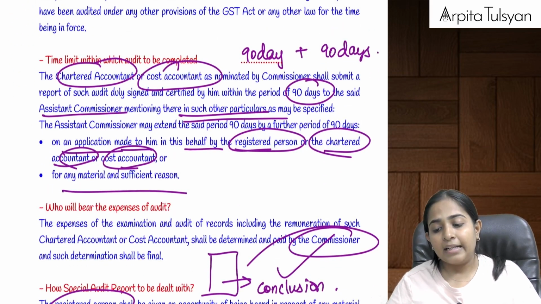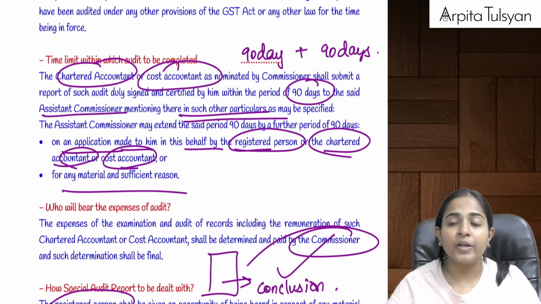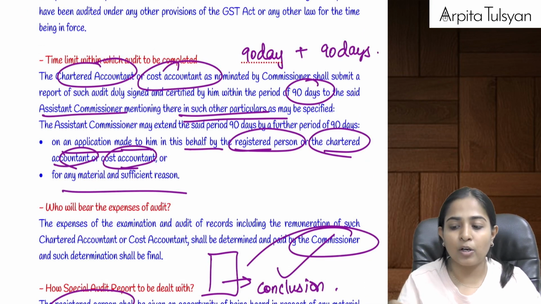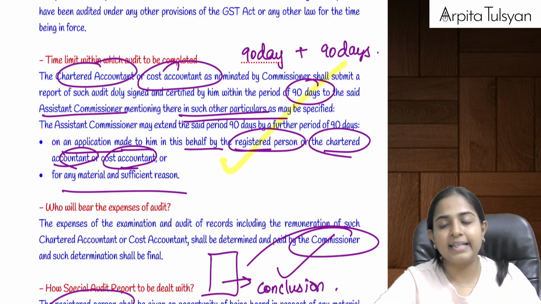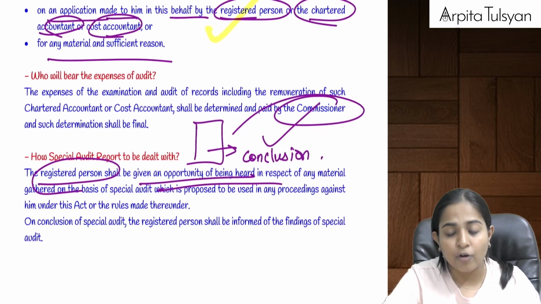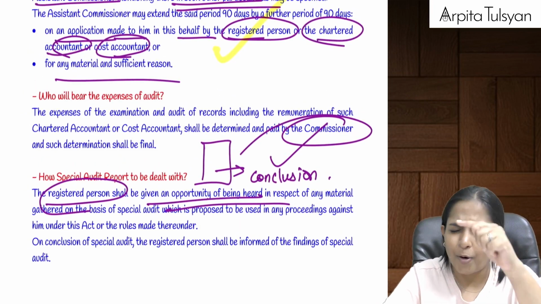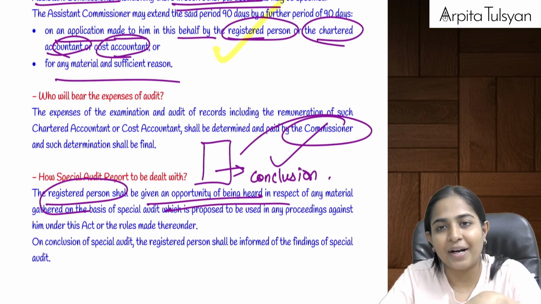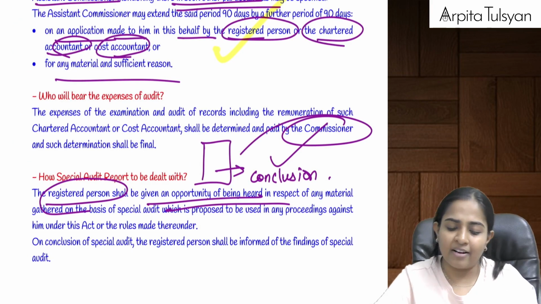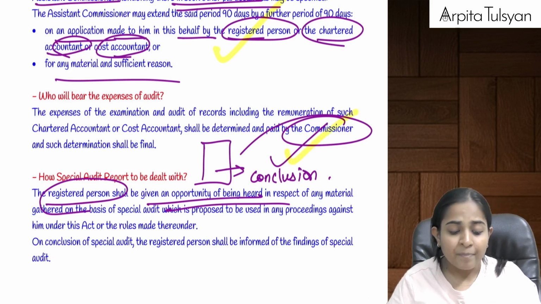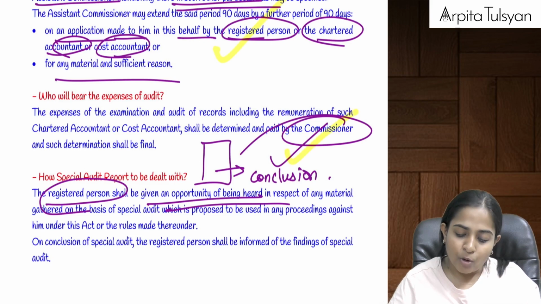Yes. This audit will be conducted by the chartered accountant or by the cost accountant. The time limit for conducting this audit is 90 days. In certain circumstances, it can be further extended by another period of 90 days. Since this audit was ordered by the department, all the expenses of that CA, all the audit expenses, etc., will be paid by the commissioner. And once a special audit is completed, then the report will be prepared.